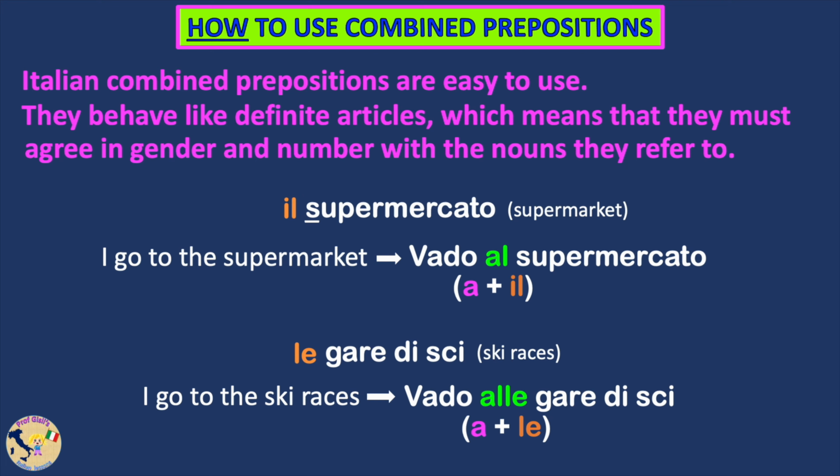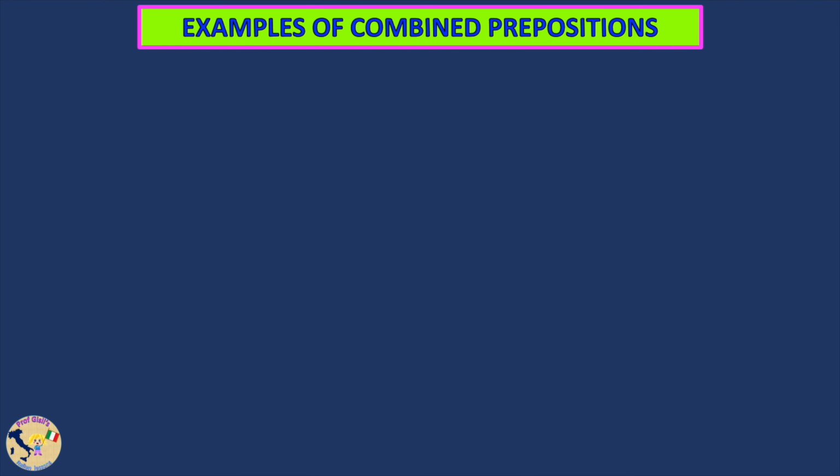If you're interested in learning or brushing up on the agreement rules for Italian nouns and definite articles, you can check the lessons linked on the screen and in the description box. Let's look at some other sentences where combined prepositions are used.